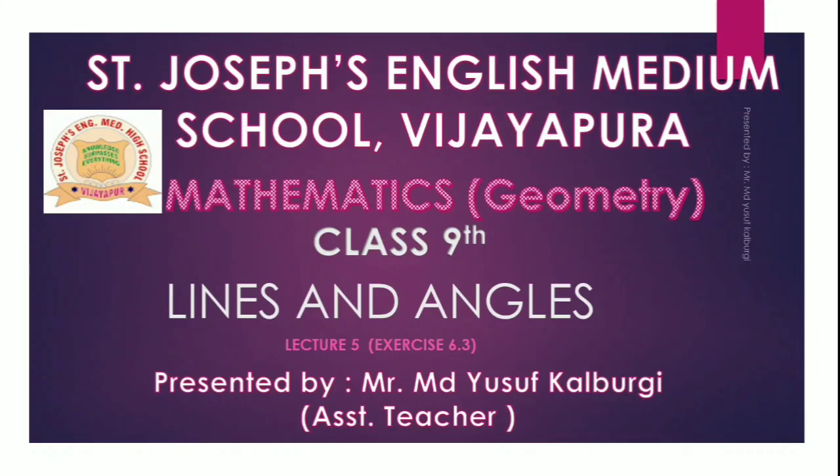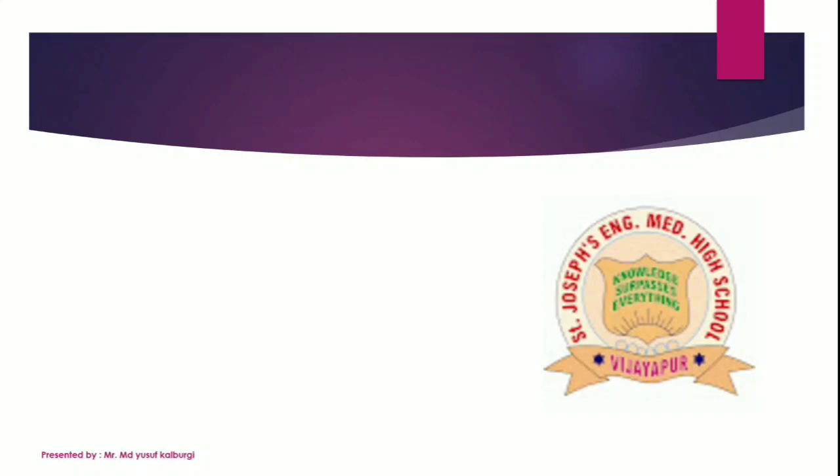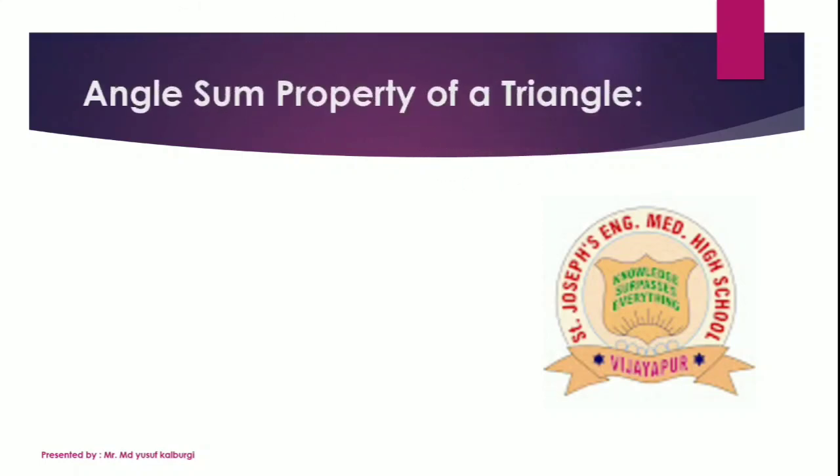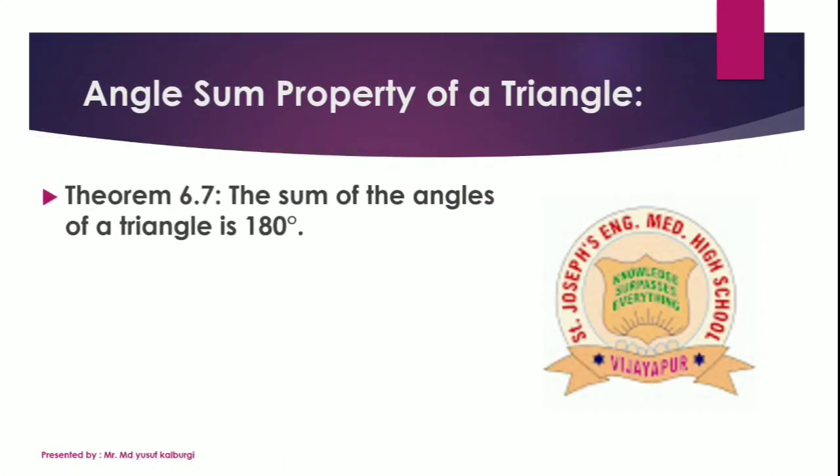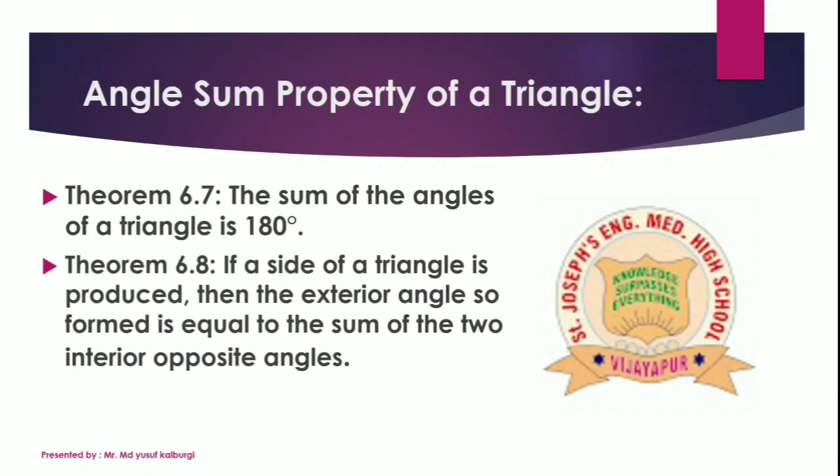Now let me start with the angle sum property of triangles. It has two theorems. Let me state it for you. Theorem number 6.7 says the sum of all the angles of a triangle is 180 degrees. The theorem says if a triangle is there, all the angle sum is equal to 180 degrees. One more, the second theorem, what does it say? 6.8 says that if a side of a triangle is produced, then the exterior angle so formed is equal to the sum of two interior opposite angles. So we will prove these two theorems one by one.